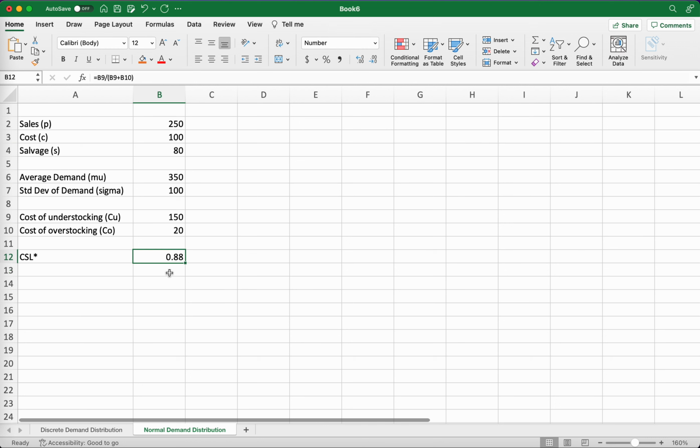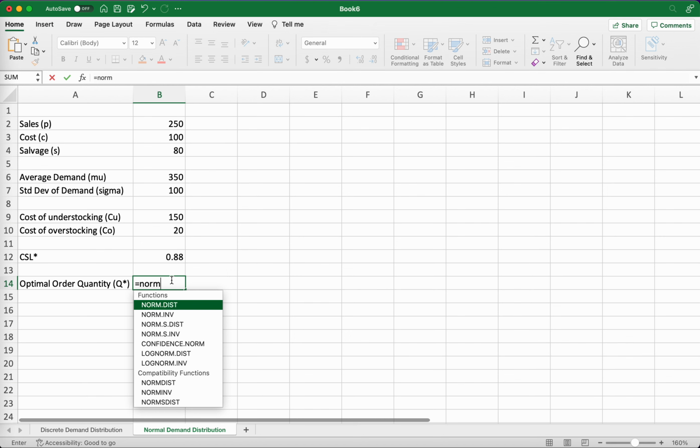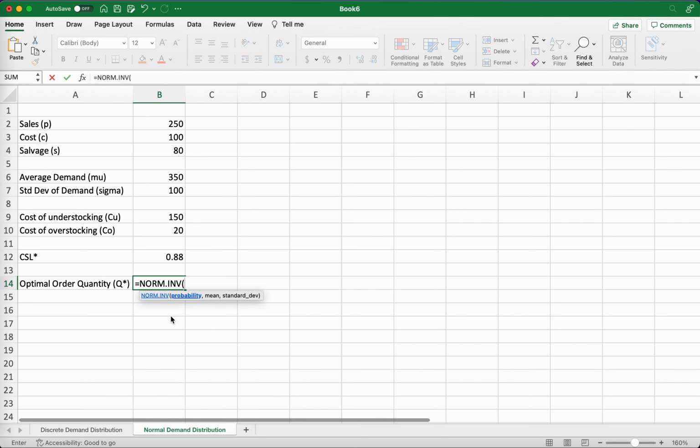Let's just make it two decimal places. So once I have the optimal cycle service level, I can calculate the optimal order quantity. This we calculate as the inverse of the normal distribution. So NORM.INV, the probability, so that's the cycle service level, comma, the mean, which is 350, comma, standard deviation, which is 100.